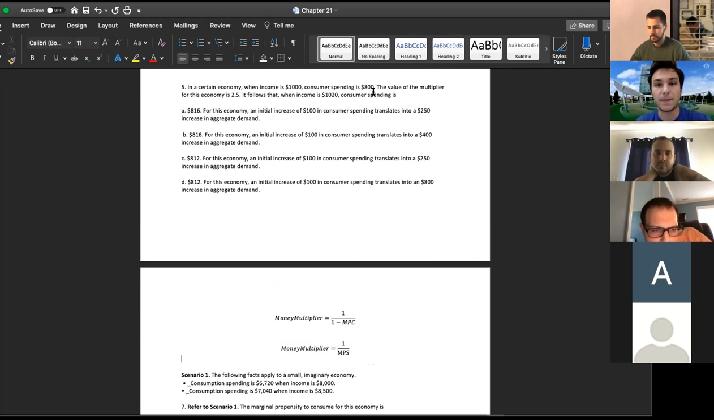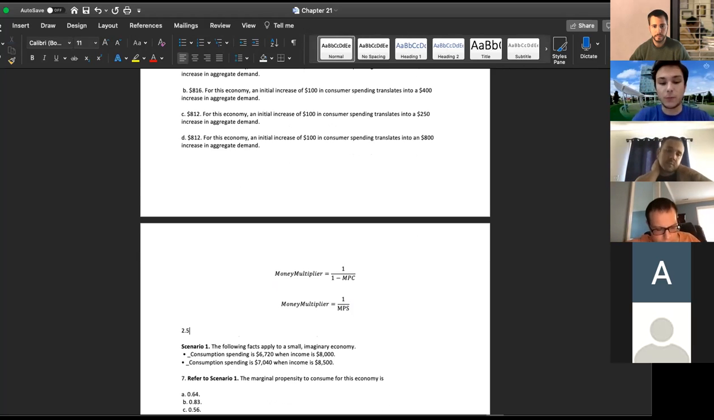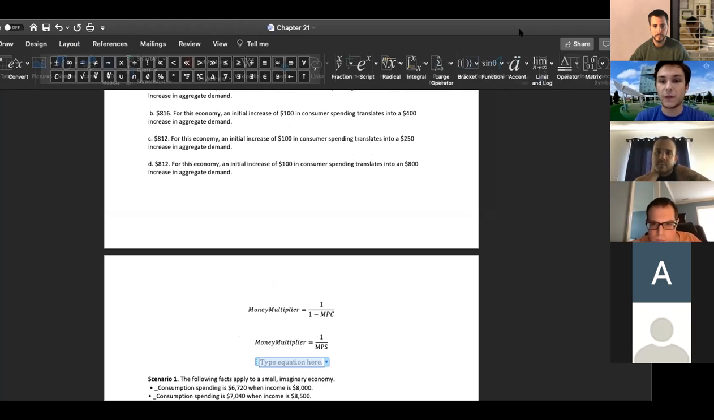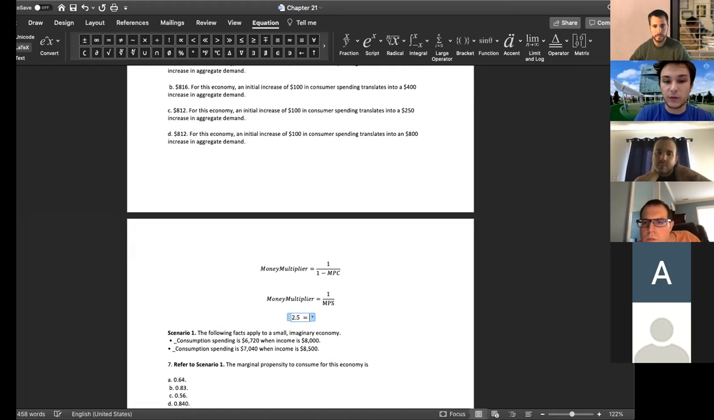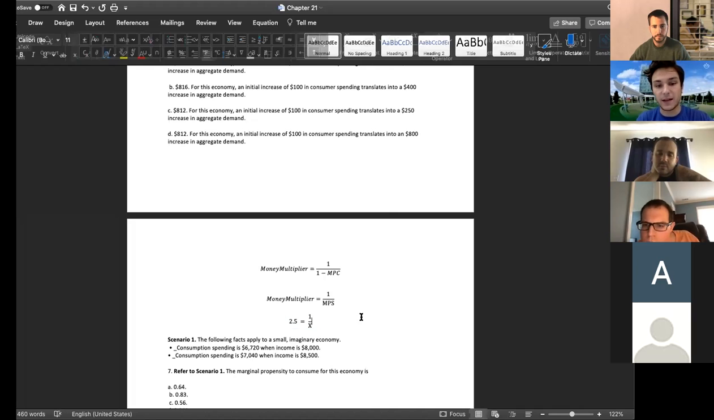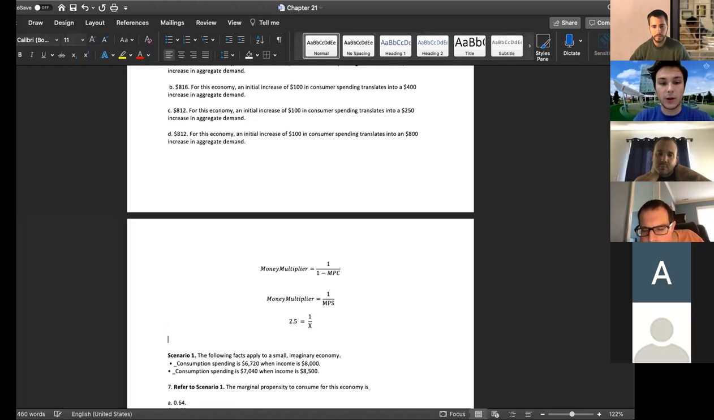So if we knew that the value of the multiplier for this economy was 2.5, then 2.5 is going to be equal to 1 divided by what? I'll just label that as X. When we solve that out, we get that the marginal propensity to save is equal to 0.4. Now, recall that the marginal propensity to save is equal to 1 minus the marginal propensity to consume.